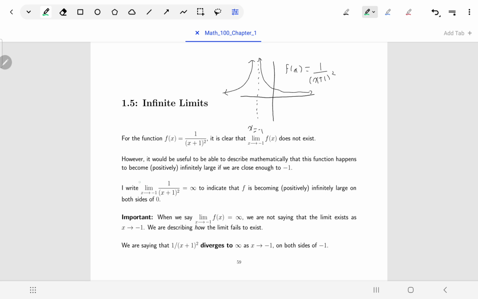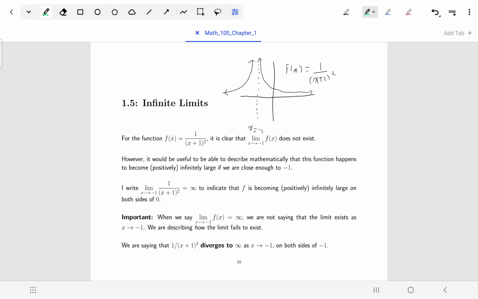So when I say that the limit is infinity, that does still mean that the limit does not exist. The limit is not some finite number. It doesn't exist because the graph is becoming infinitely large on both the left and the right side of -1. So really, if you wanted to interpret it in words, you could say 1 over (x+1) squared diverges to infinity as x approaches -1 on both sides. And that's basically what we mean when we say an infinite limit.